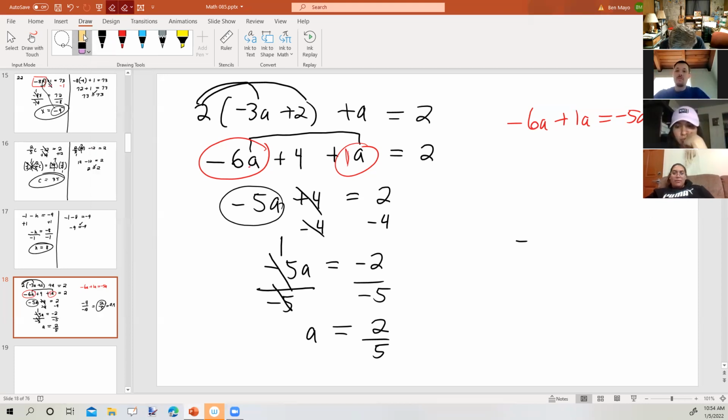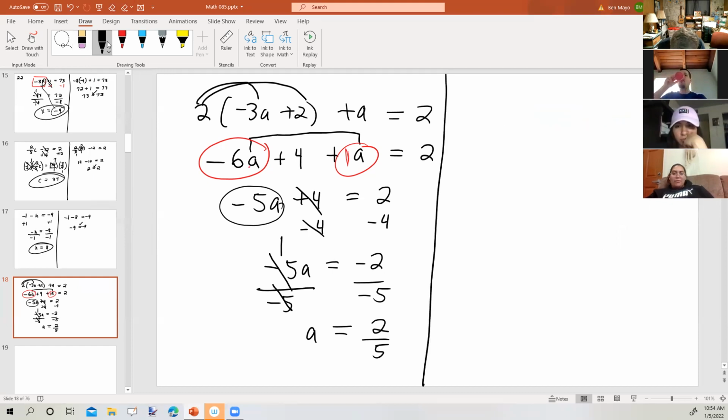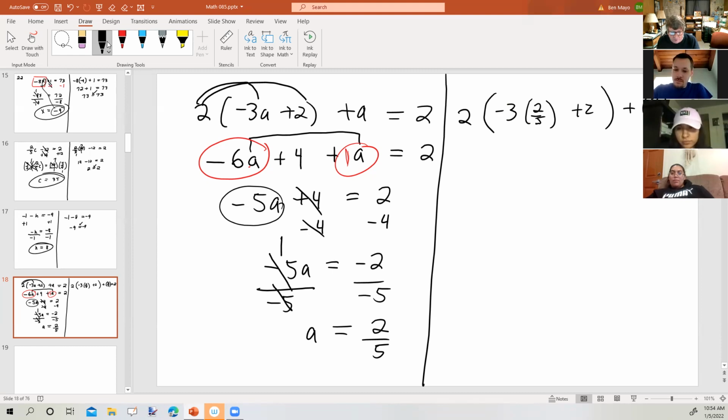Okay, so leave some room here. Okay, so I've got 2 times -3 times 2/5 plus 2 plus a, which is 2/5 equals 2. So every place that the variable appeared in the original equation, I'm going to replace a with 2/5. And again, if you will 0.4, you could replace it with 0.4 and still get there. Okay. In fact, as we're doing this, you might decide the decimal would have been easier.